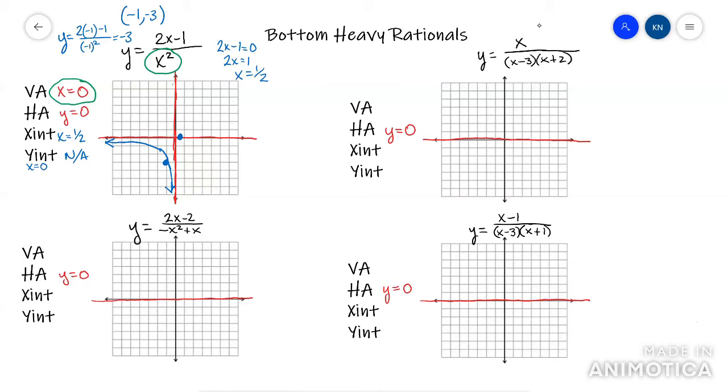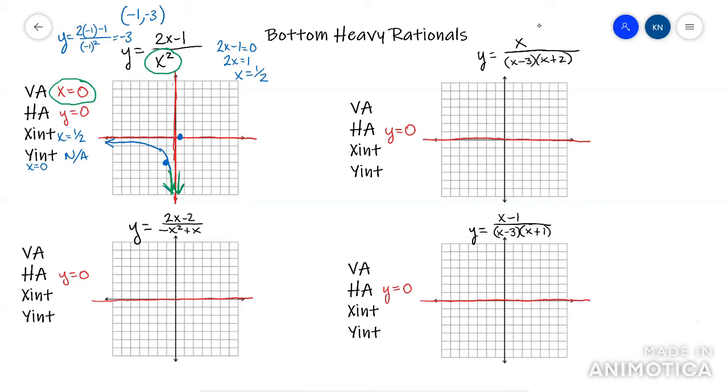Now, since I know that, I know I have an arrow down here. And I know that this x squared part meant that these arrows are going to go the same direction. So if I have an arrow down here like this, I'm going to have an arrow down here like this on the other side.